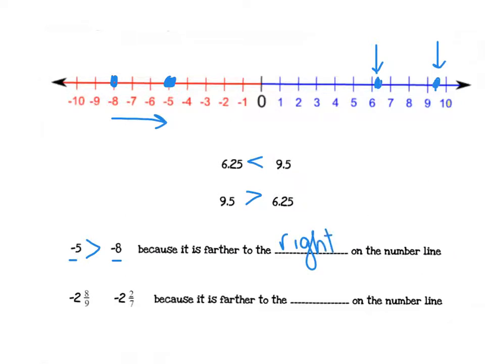All right, next example, -2 and 8/9. So that's going to be between -2 and -3, but almost to -2. I'm going to change colors on you here. We'll go red. And -2 and 2/7 is also between -2 and -3, but it's going to be closer to -2. Okay, so we know that -2 and 8/9 is less than -2 and 2/7 because it's further to the left on the number line.